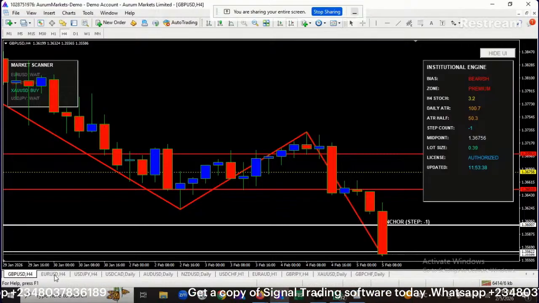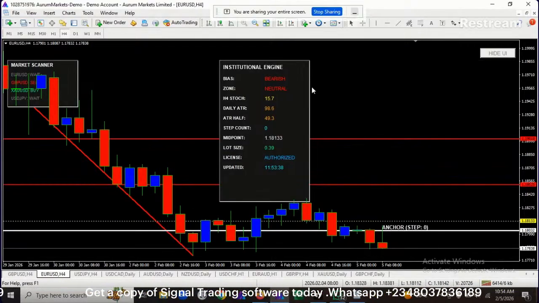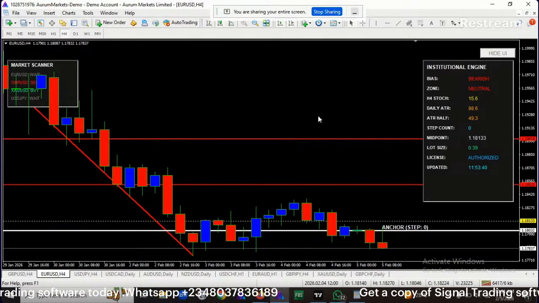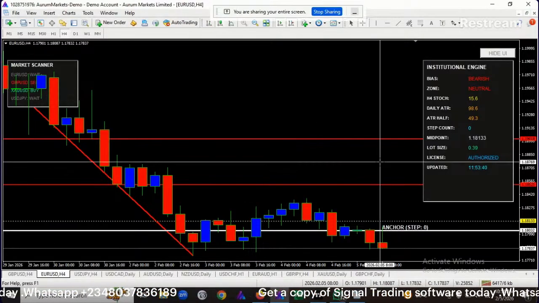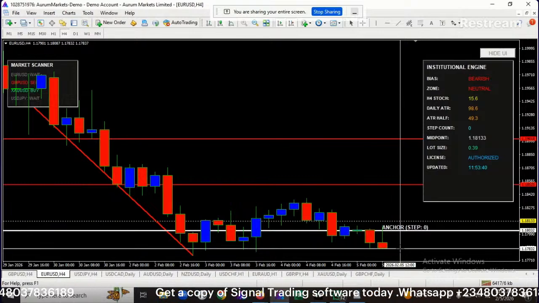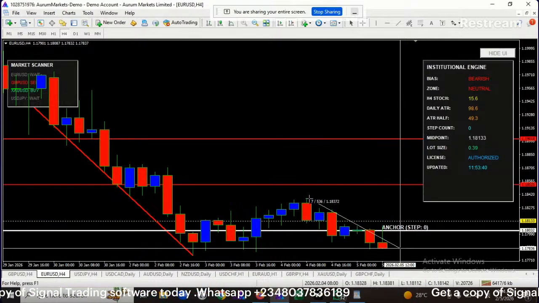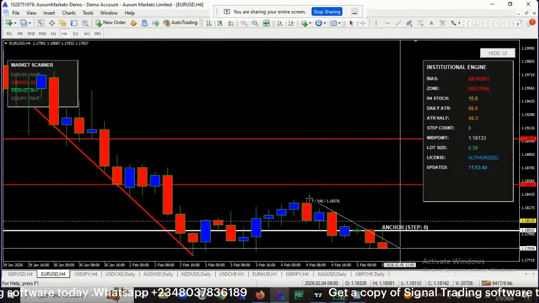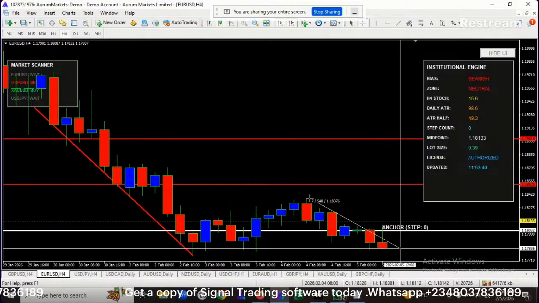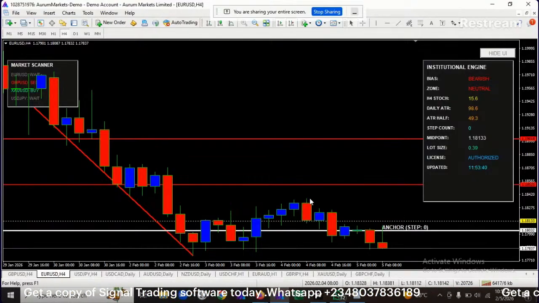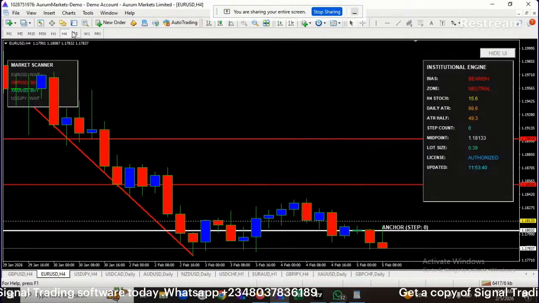Okay, same thing on Euro USD. Euro USD is still a good sell. Instead of taking a sell on GU, we should rather go for, yeah, this is just about 50 pips on EU. So instead of going bearish on GU, you should consider EU. EU is still okay. EU has not really done so much.